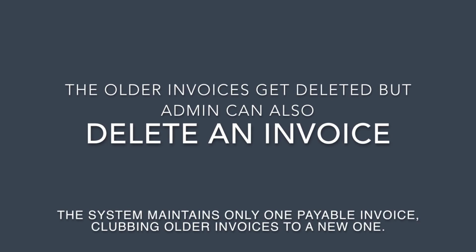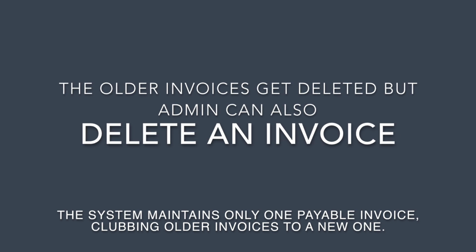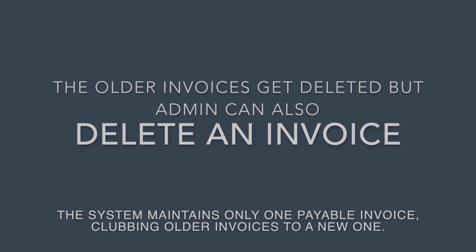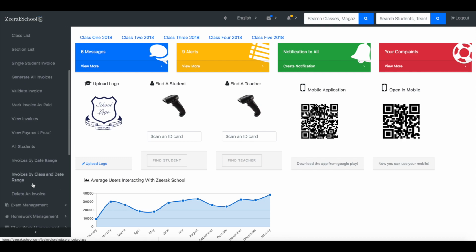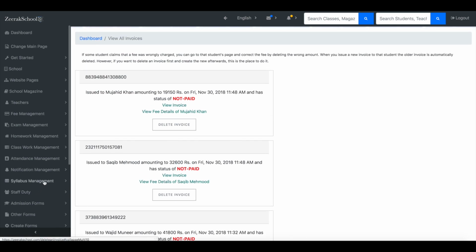The admin can also delete an invoice if there is such need. When the admin goes to Fee Management and then Delete an Invoice button, the page for deleting invoices opens. Here, an invoice can be viewed by clicking on View Invoice. The invoice will be downloaded to the desktop and can be opened.